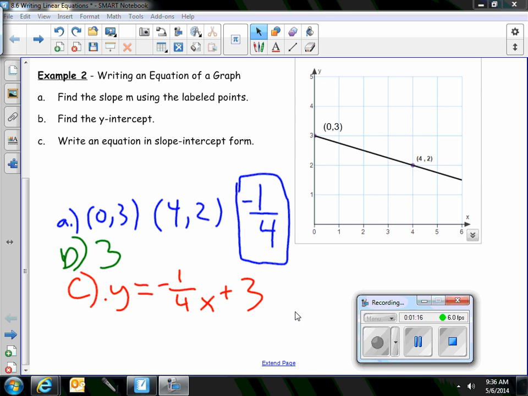You'll notice the slope on this, using the labeled points, we took the difference of our y's over the difference of our x's, and we got negative 1/4. The y-intercept is where the line crosses the y-axis. So then in slope-intercept form, y equals negative 1/4 x plus 3.